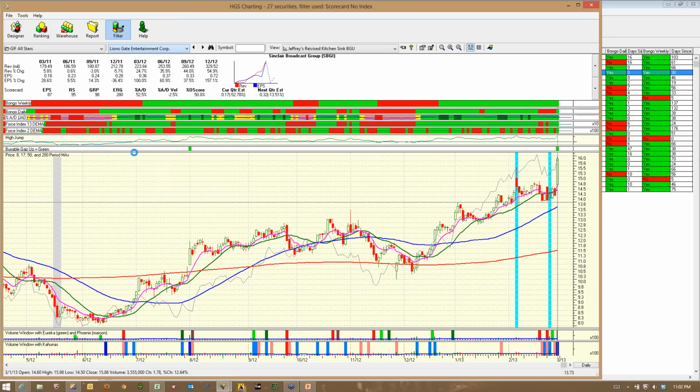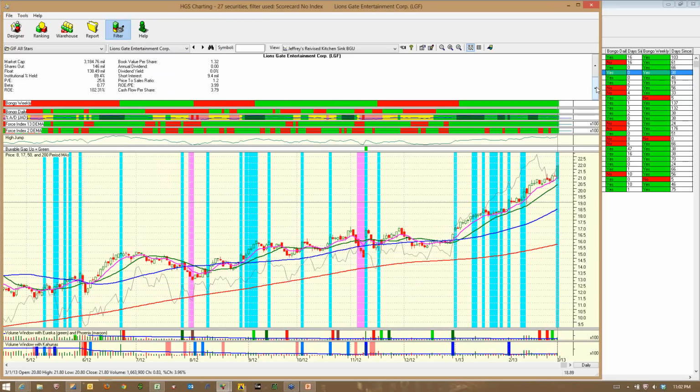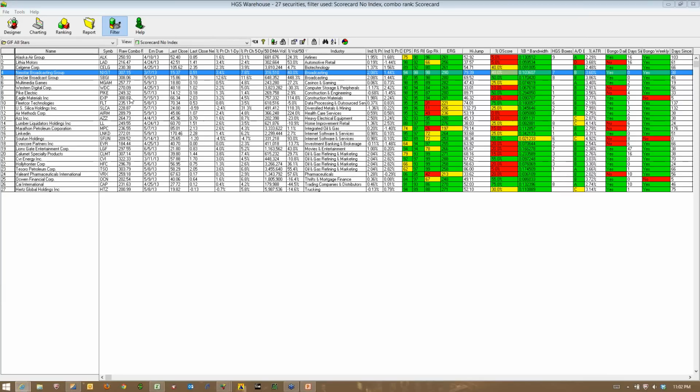And then Lionsgate, one I've been in and out of, I should have just stayed in it. And a nice run up here at the pocket pivot, everything's green. And like that Nexstar, great earnings per share growth. Multiples are low. This one 25. This one does not pay a dividend. So those are some things you might want to go look at. Anything else here that pops up?